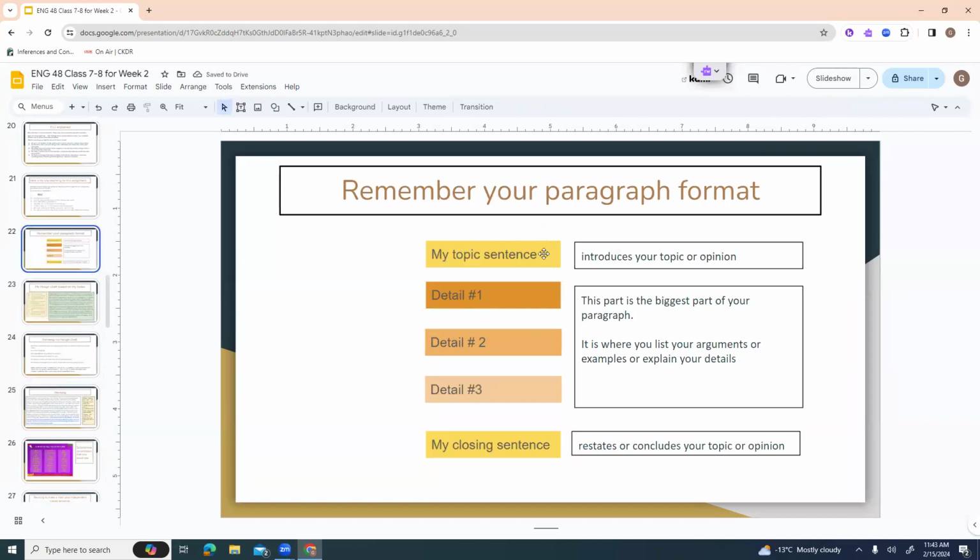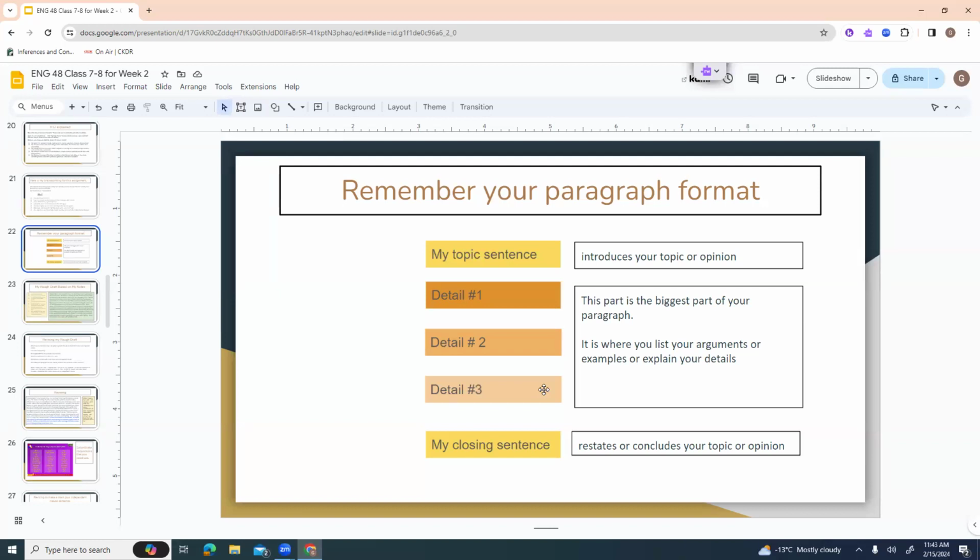Remember paragraph format, okay? You have a topic sentence and it introduces your topic or opinion. So I love, or Criminal Minds is my favorite show, and you'd put whatever yours is. Then I'm going to describe my details. Now I've got 3 details listed here because that's the minimum that you would do. But if you're writing half a page of writing, you might have 5 details or 7 details. And a detail could be more than one sentence, right?